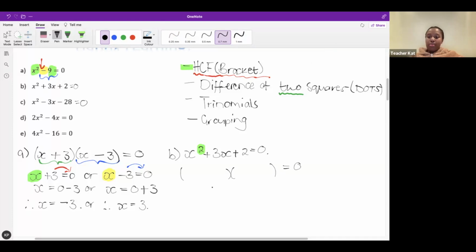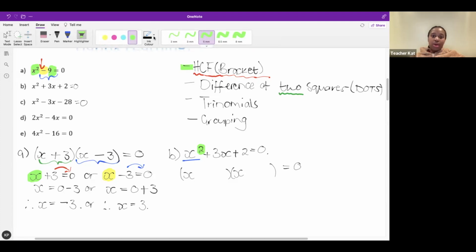Let's see if we remember these ones. We start off with x squared. What are my 2 factors that could give me x squared? 2 factors to get x squared in each bracket. What do I put here and here? X and x. Nice, lovely.